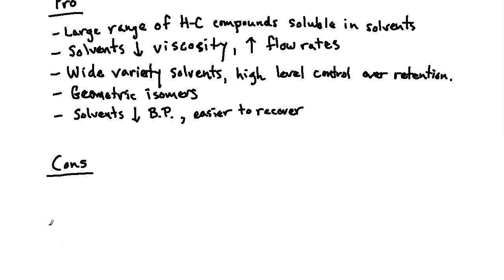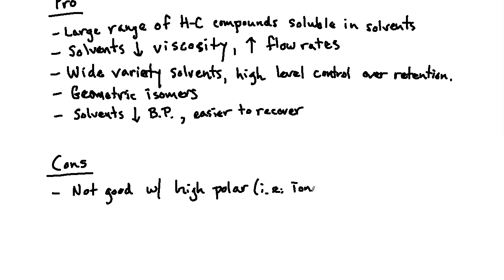And the first one is going to be kind of the opposite of the first up here. While there's a large range of hydrocarbon compounds that are soluble in the solvent, normal phase is not good at dealing with polarity. Okay, what I should say is it's not good with high polarity, so very polar functional groups, i.e. ions. We're going to need to stick more to reverse phase or even a subset of reverse phase like ion pairing chromatography.